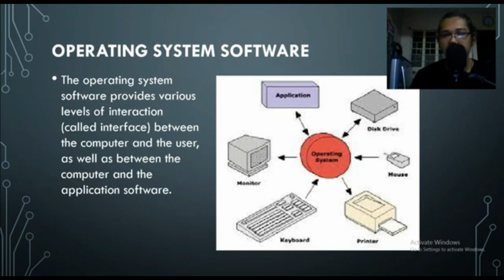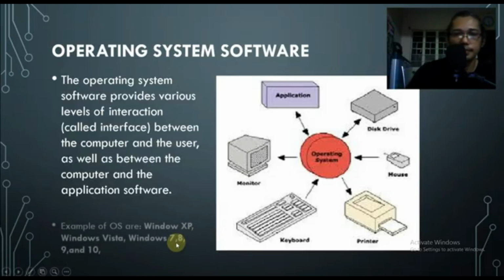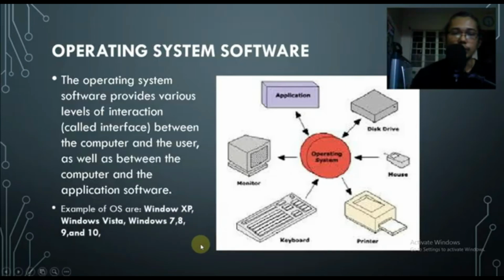That is the use of the interface, as well as between the computer and the application software. Examples of OS, also known as operating systems, are Windows XP, Windows Vista, Windows 7, 8, 9, 10. So those are the operating systems used by the computer to run different kinds of application software.